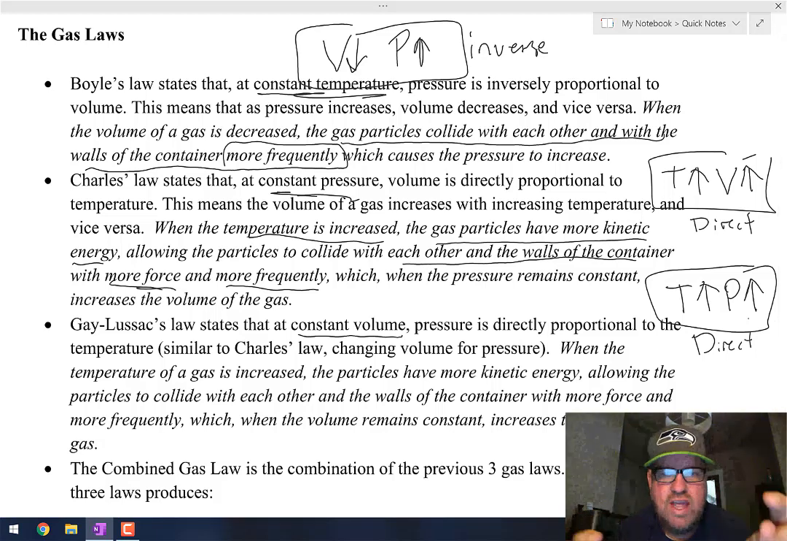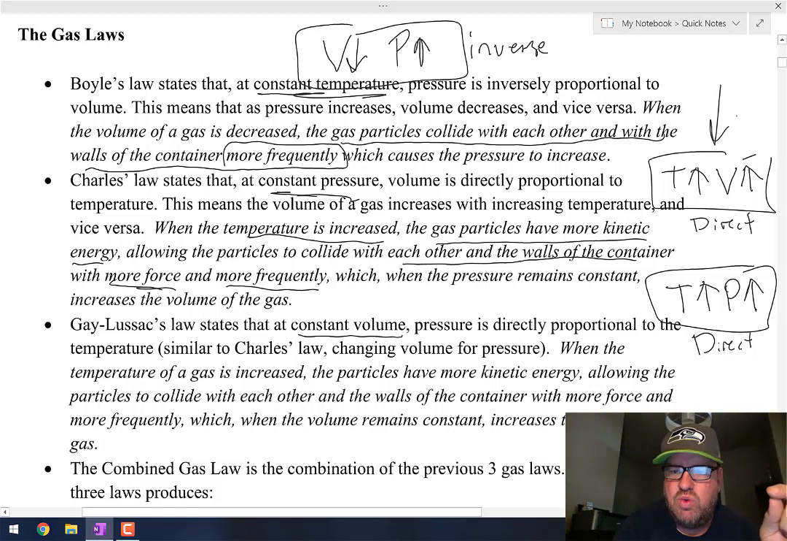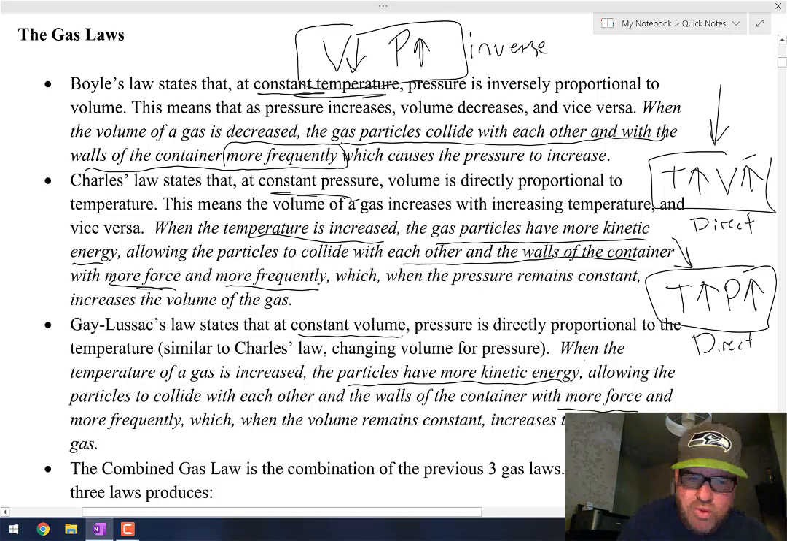It's you understanding that when this happens, why does that happen? Why does this happen? Okay, why does the pressure go up when the temperature goes up? Because when the temperature of the gas is increased, the particles have more kinetic energy, and then they collide with each other and the walls of the container with more force and more frequently. The exact same reasoning as with Charles' law, okay?